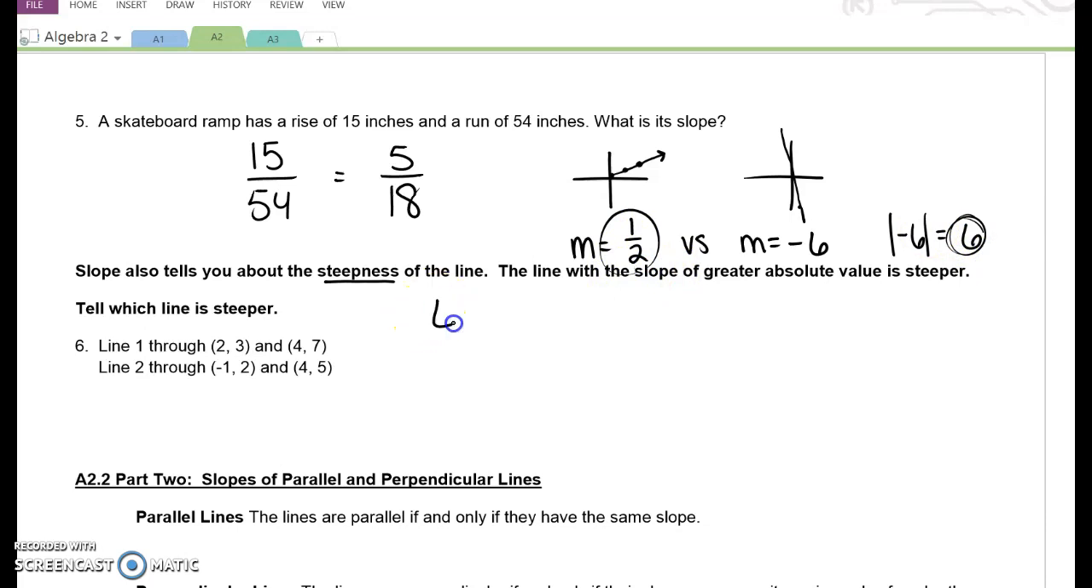So take a moment and find the slope of line 1 and find the slope of line 2 and decide which one is steeper.